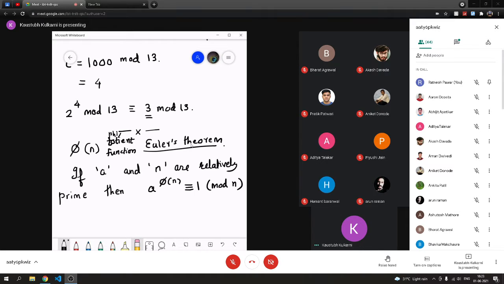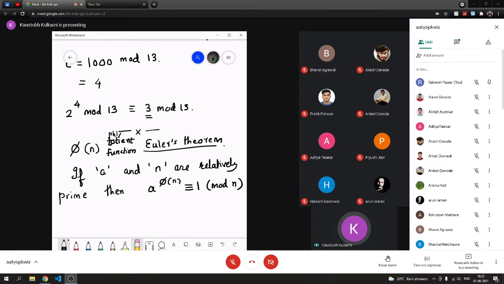So if n is prime, then the totient function of any prime number is n minus 1. So if we have a p over here, then a raised to p minus 1 is congruent to 1 mod p, which is nothing but Fermat's theorem. But if it is not prime, then we cannot apply Fermat's theorem. Then we will apply Euler's theorem.